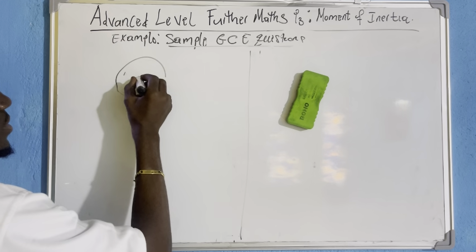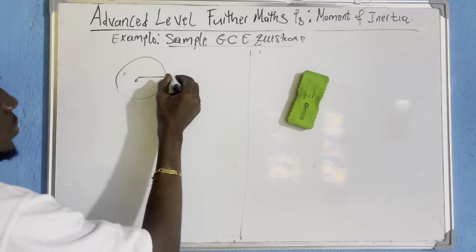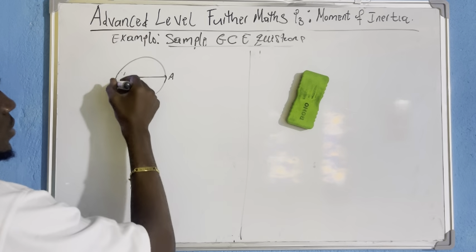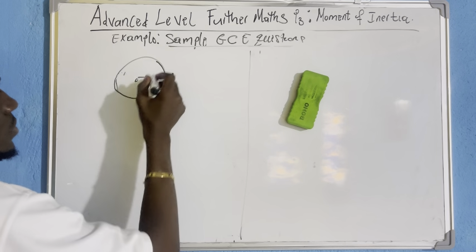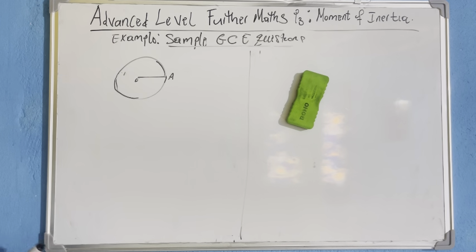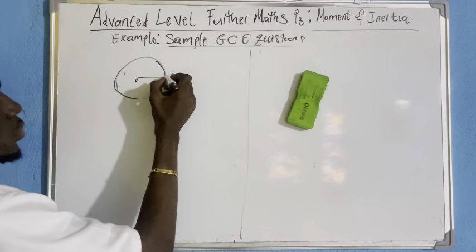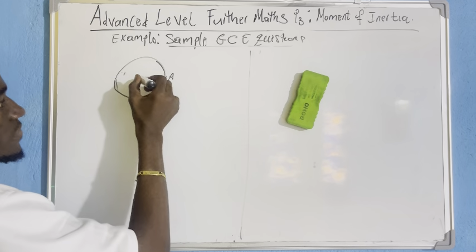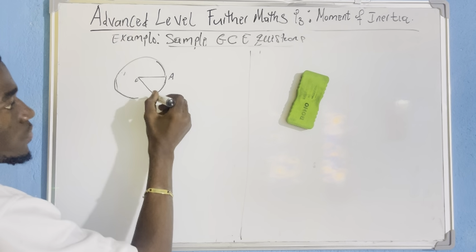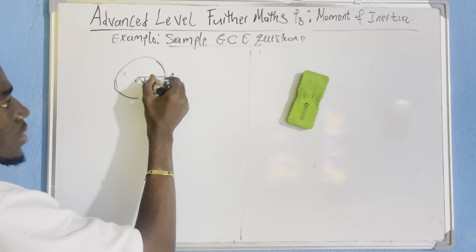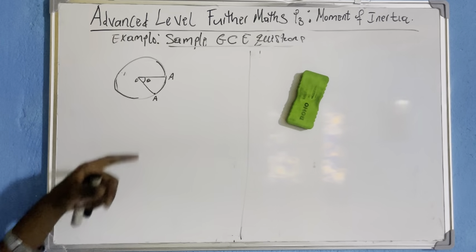So I will turn this thing until AO is horizontal, like this. Then I will leave it from this position. I will leave it now. It will start rotating. When it starts rotating, it will come here until a certain value. Now this is the new position of A, making an angle of theta with the old position of A.